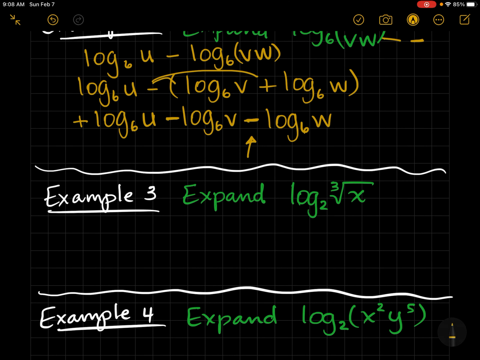Now we're going to expand, and the first thing I want you to understand: we're using the third property, but I want you to remember that the cube root is really the 1/3 power. And now I'm going to bring that exponent around front. That's the third property. Okay, so when we expand, we always move the exponents around front.